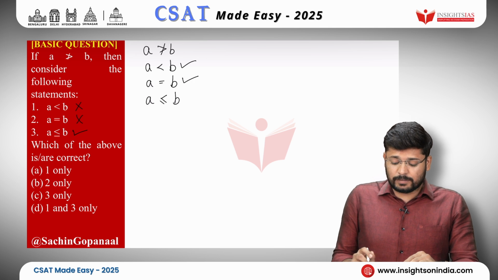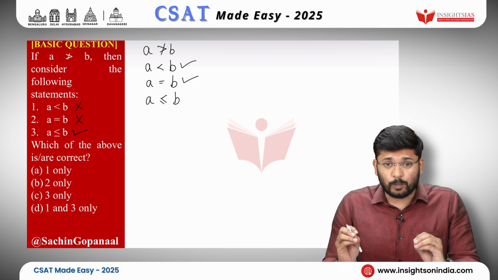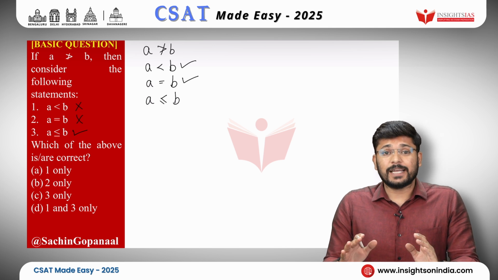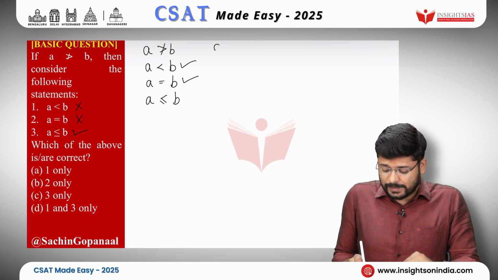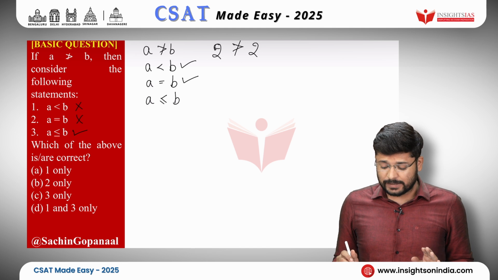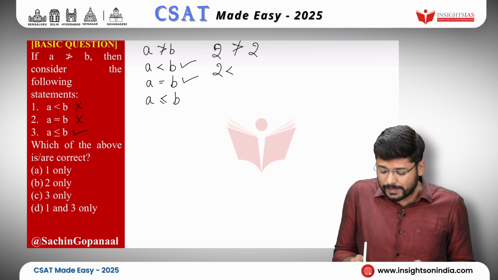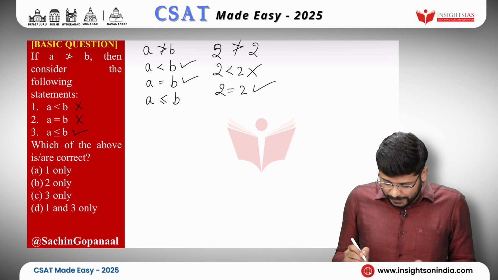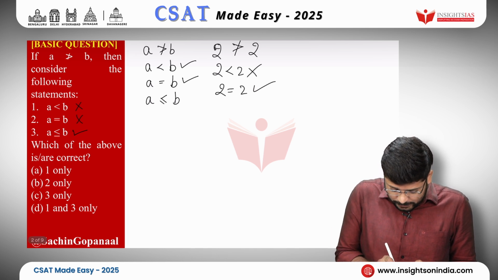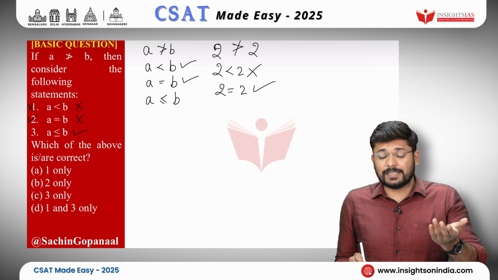The first two statements, A less than B and A equal to B, are possibilities, but they are not always true. What do I mean by that? Let's take this example. Let A be equal to 2 and B also be equal to 2. And 2 is not greater than 2, right? Yes, the condition satisfies. Is 2 less than 2? No. Is 2 equal to 2? Yes. So, in this example, taking both of them as 2, the first statement failed, but the second statement passed. Let's try other values.